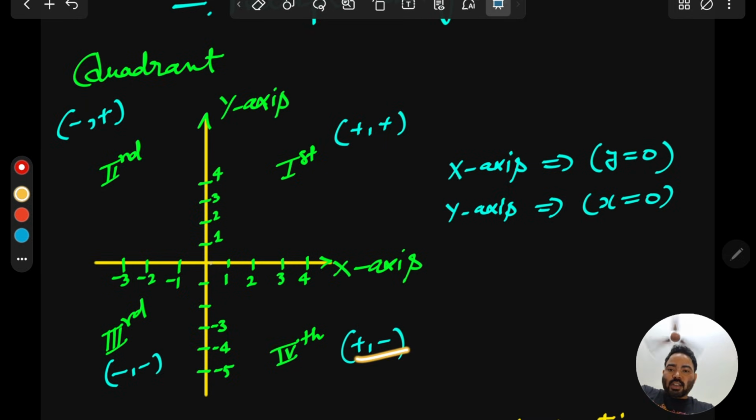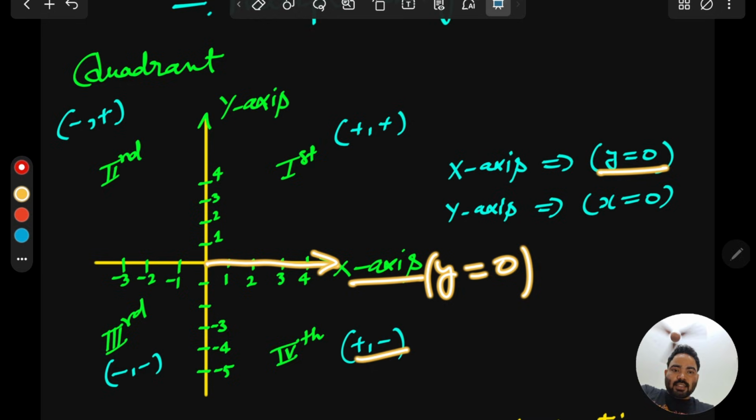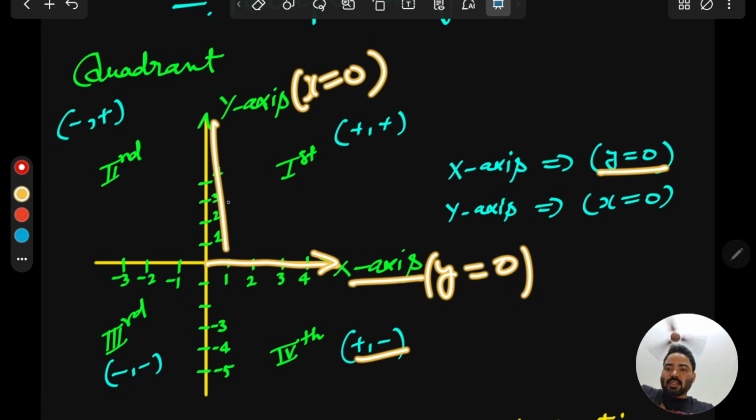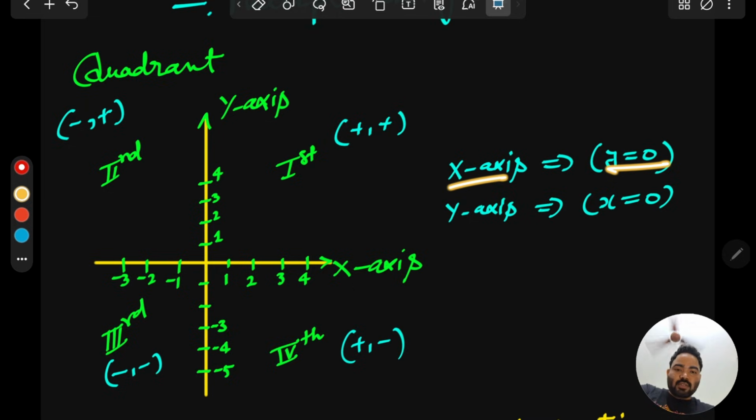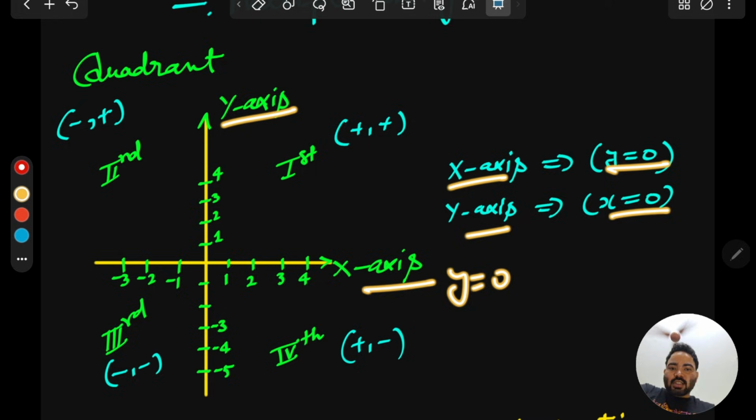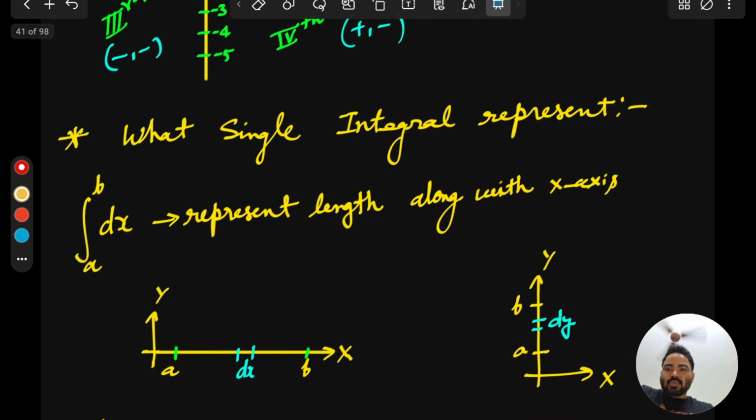Also you have to remember that on the whole x-axis y is 0, so we say y = 0 is our x-axis. On the whole y-axis x is 0. If you look at any point, like (0, 1), (0, 2), x is 0 along the whole y-axis. That's why we say the x-axis is y = 0, and the y-axis is x = 0. So this is the meaning of the quadrant. Now let's move to the next thing.